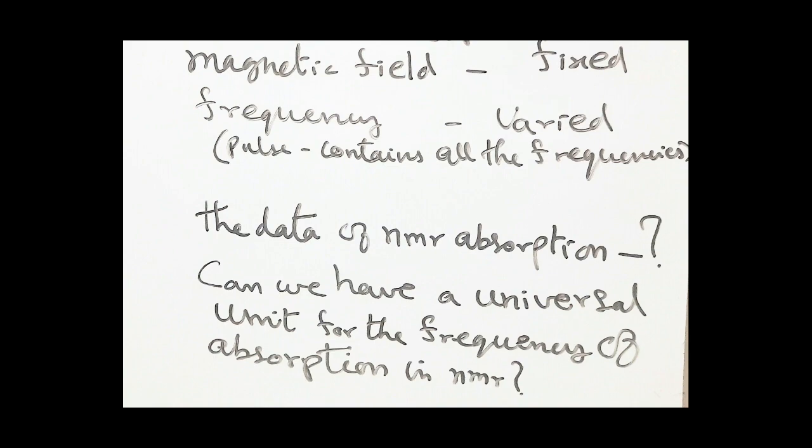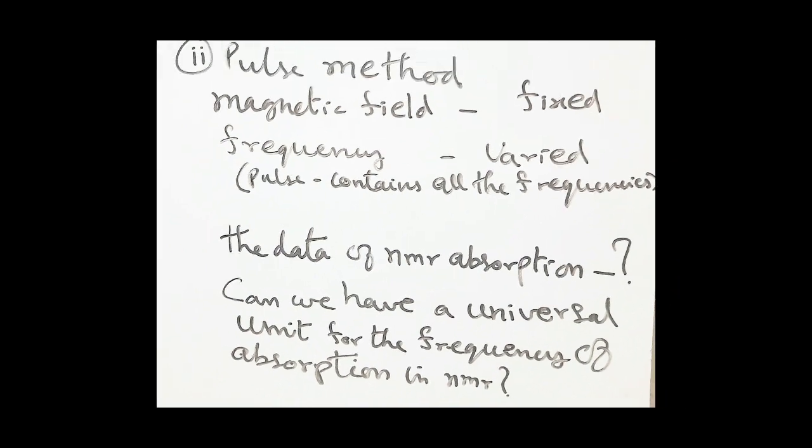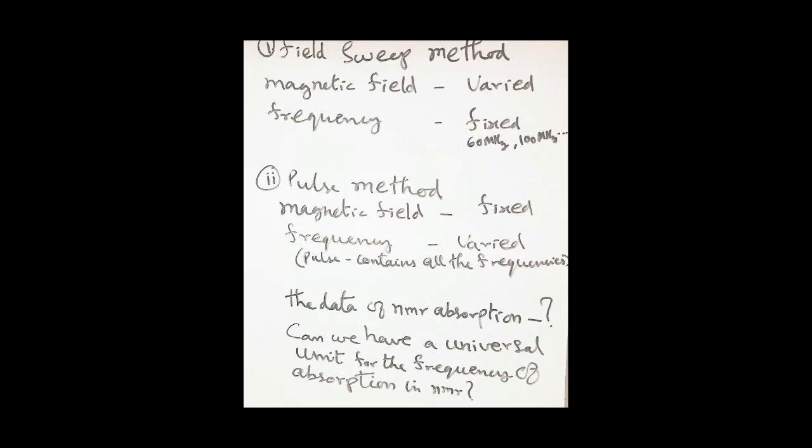So how can we do that? The first step for the derivation of the universal value for a proton in NMR spectroscopy is achieved by comparing the frequency of absorption of an organic compound with a reference compound in NMR spectroscopy.